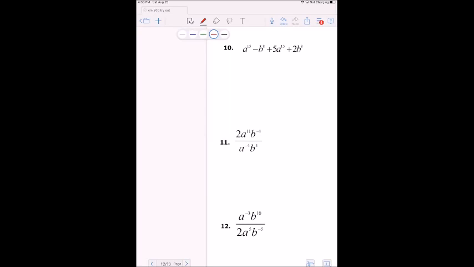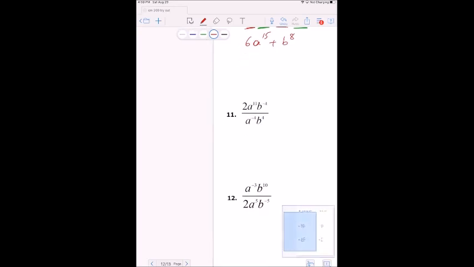So let's find the like terms, like a to the power of 15. 5a to the power of 15 plus a to the power of 15 is 6a to the power of 15, right? And here, negative b to the power of 8 plus 2b to the power of 8 is going to be, what is that? Plus b to the power of 8, right?